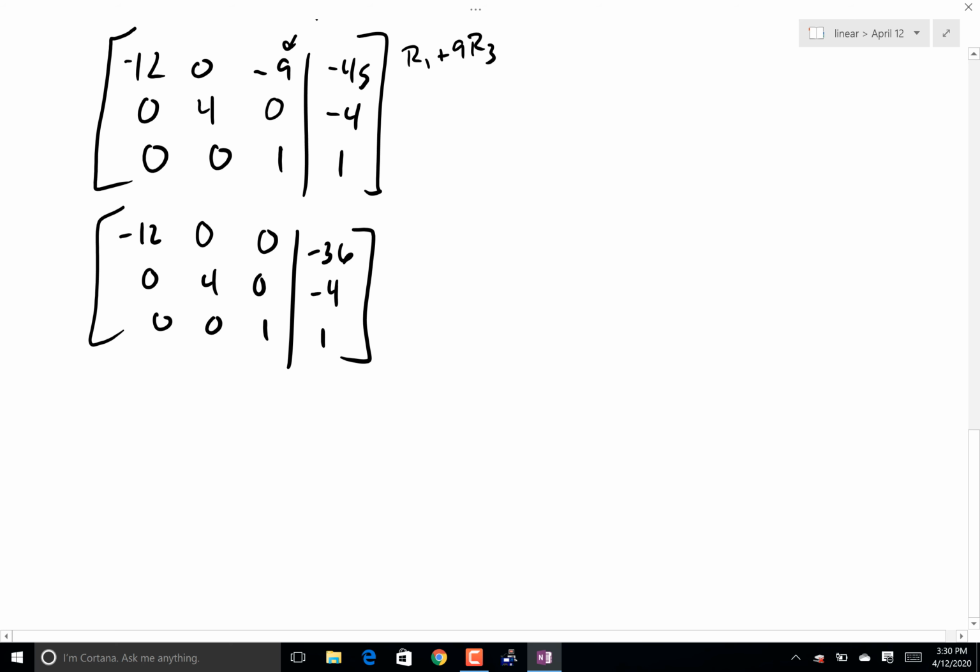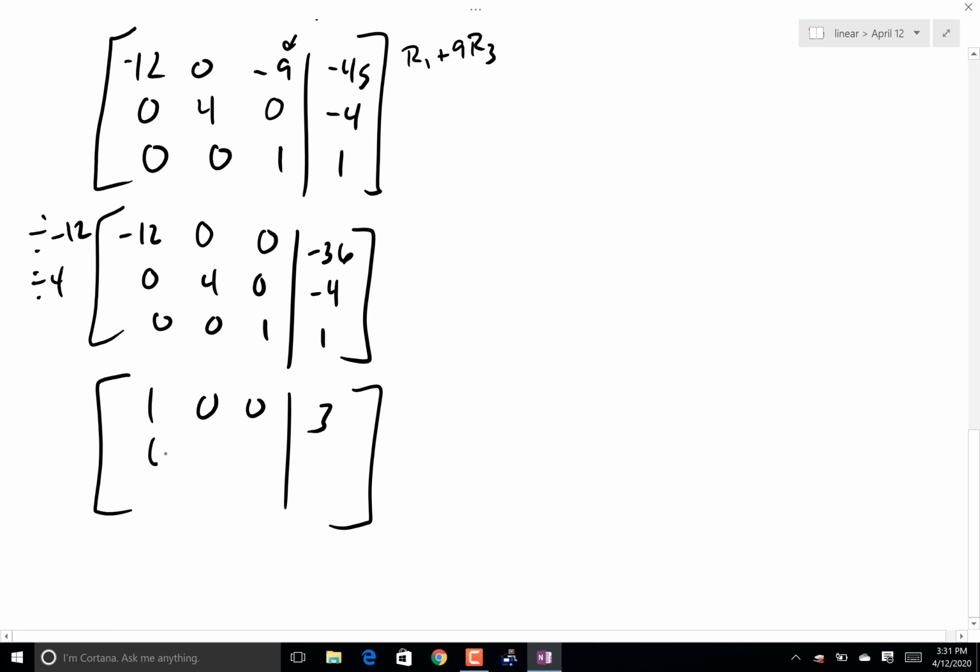Now, I would like this to be a 1. So I'm going to divide by negative 12. I'm going to divide by 4. And I'm going to end up with 1, 0, 0, 3, 0, 1, 0, 1, negative 1, 0, 0, 1, 1. And so my answer is 3, negative 1, 1. This is where those 3 planes would cross one another.